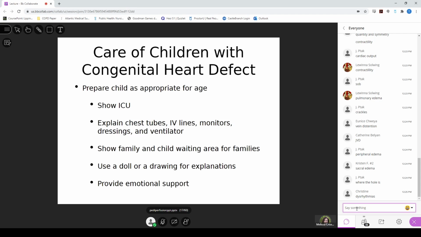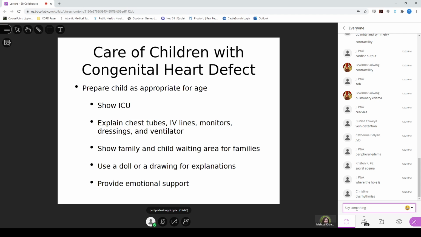And appropriate teaching for age for the child. So showing them the ICU, explaining the chest tubes and lines, monitors, dressings, ventilators, different procedures that are going on. They'll see so many different things when they go in there. And if it's appropriate for age, and sometimes it's not even age, sometimes it's the child's comfort level also.